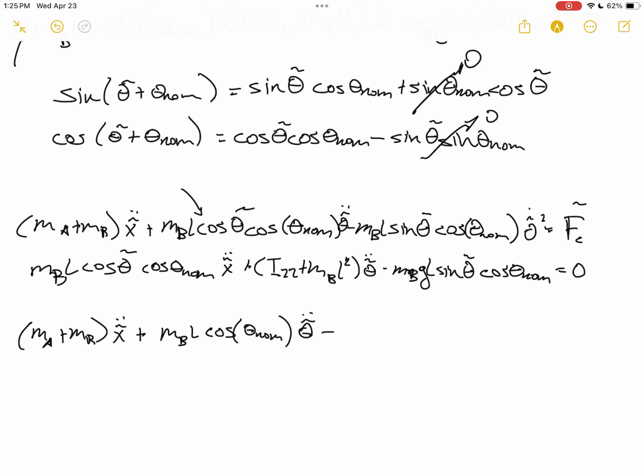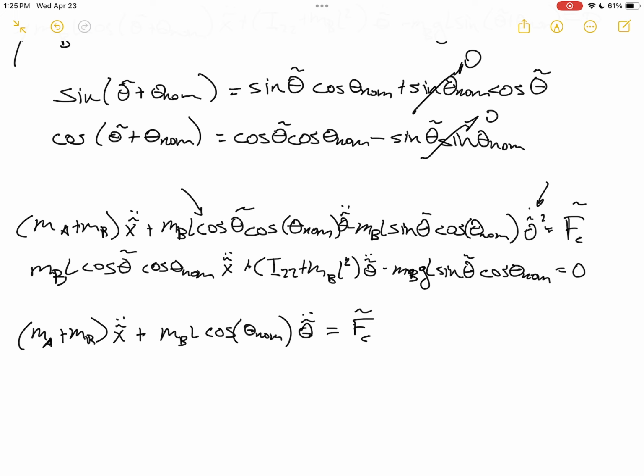And then minus the MBL sine theta tilde. That sine theta tilde would linearize to just theta tilde, but it's also multiplied by this theta tilde dot squared. So that whole term goes to 0 because the theta tilde dot squared linearizes to 0 as an approximation. And so that's all equal to FC tilde.